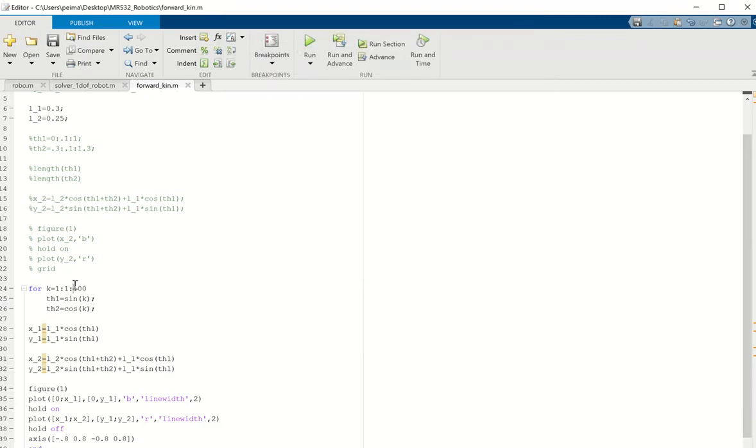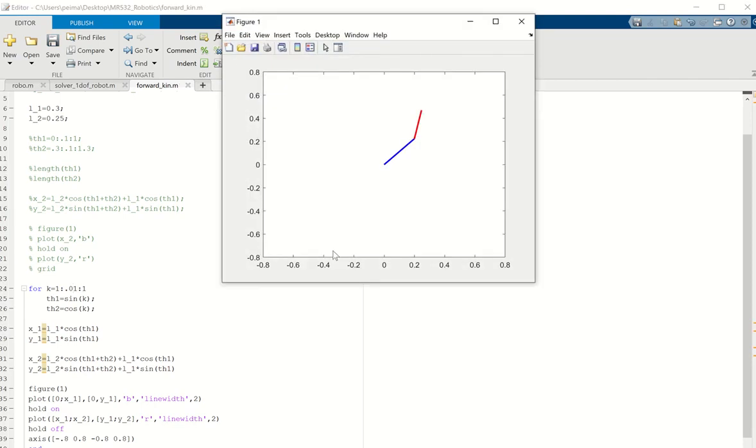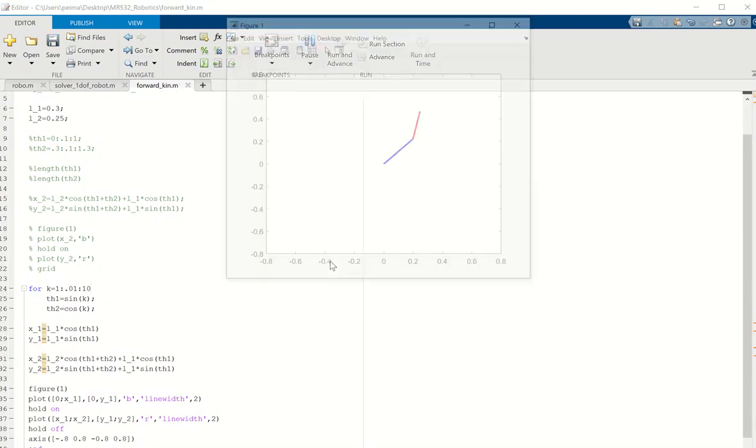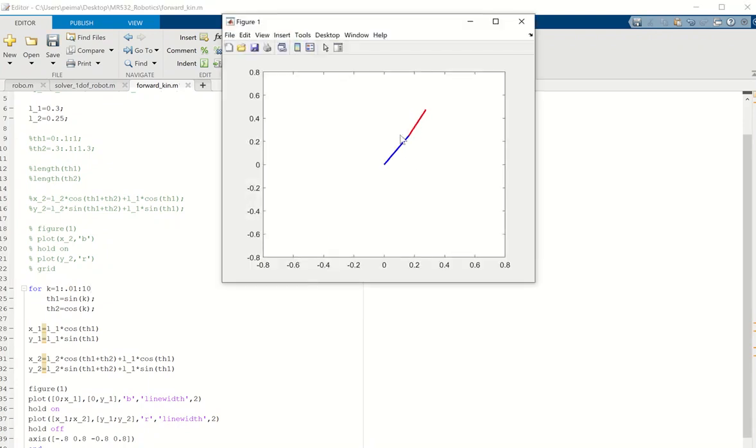So now we can put 0.21. Let's see what we get. Here we go. This angle is really, put 10. There we go. See, it's moving very slowly. Right. So now the take-home message is that you can use Matlab for making simulations and movies of your robot in Matlab. Is that clear? Here we go. I'm going to upload it on the Blackboard.